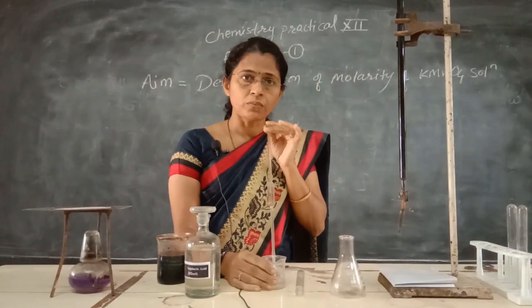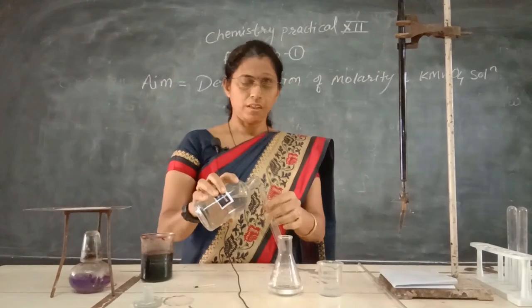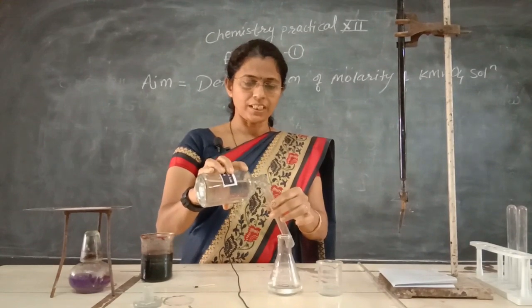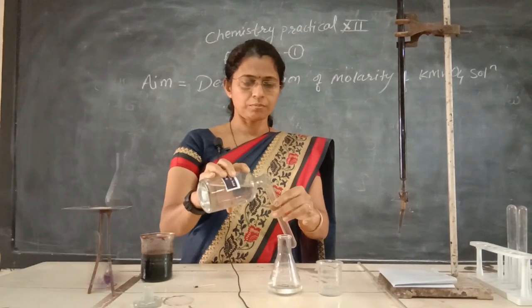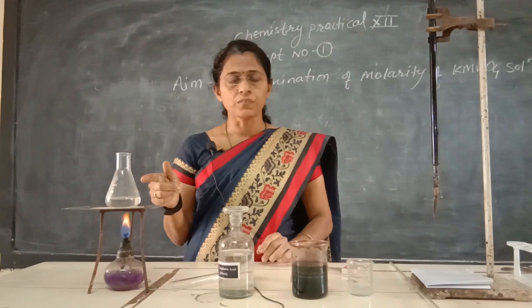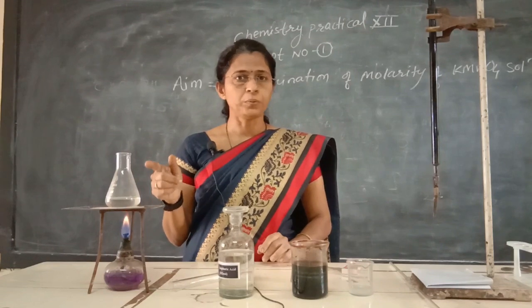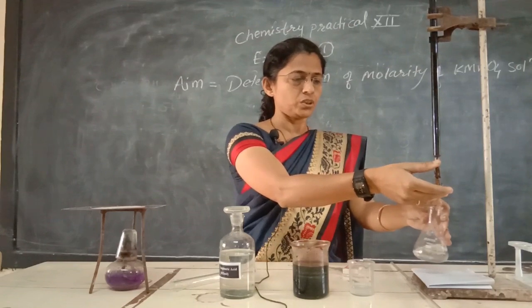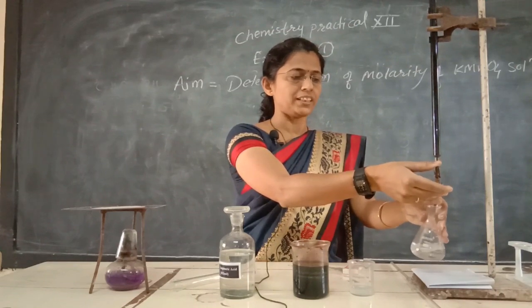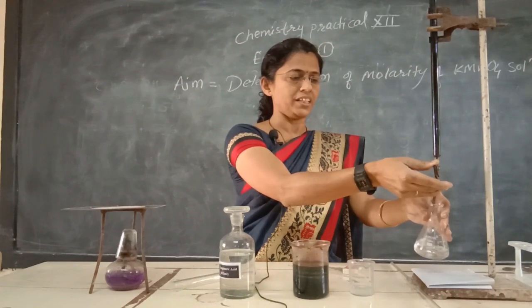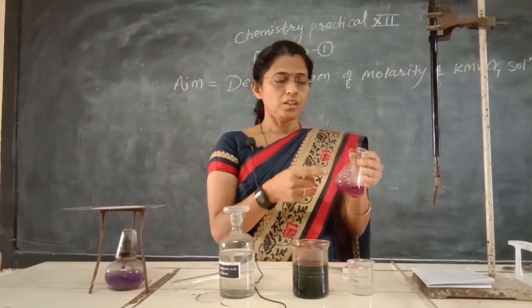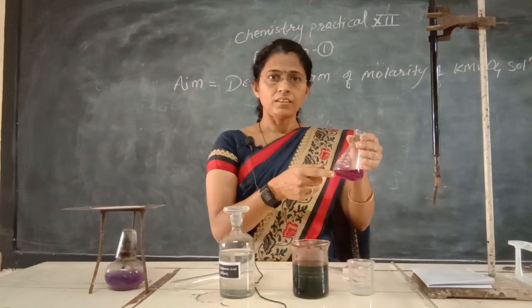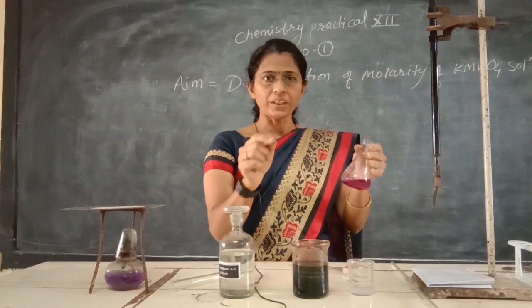Suck 10 ml of oxalic acid. Add 1 test tube of sulfuric acid to your conical flask. Heat the solution of sulfuric acid and oxalic acid up to 50 degrees centigrade. Titrate the solution of oxalic acid and sulfuric acid with KMnO4 by adding a few drops. When we obtain the pink color, that is the end point, note your accurate reading.